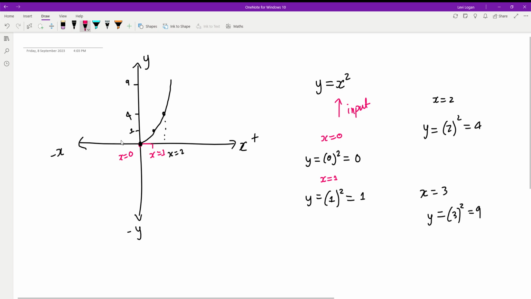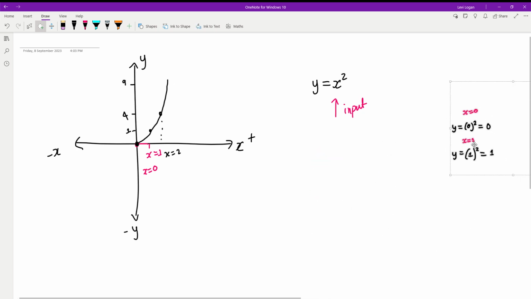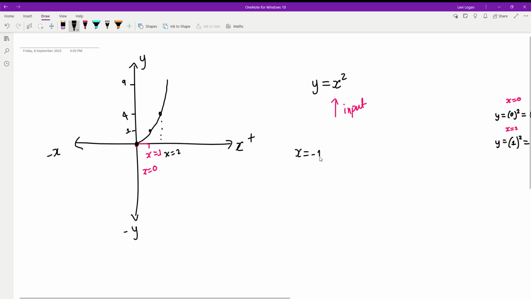Now, what happens if you go the other way? So let's just double check that as well. So we'll keep this information here, but we'll just move it to the side. So what about x is equal to negative 1? Well, every negative term is going to be positive because it's being inputted into a squared. So you'll have y is equal to negative 1 all squared. Negative 1 all squared is just negative 1 times negative 1. So that's just 1. So it's going to be this height here.